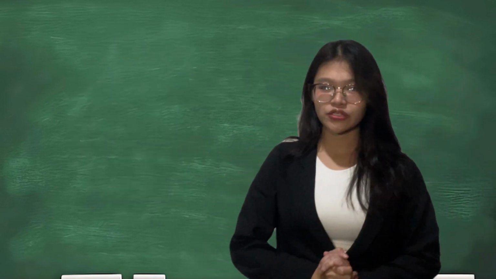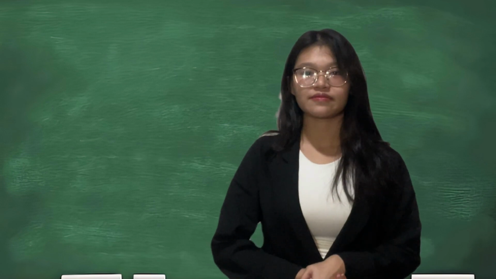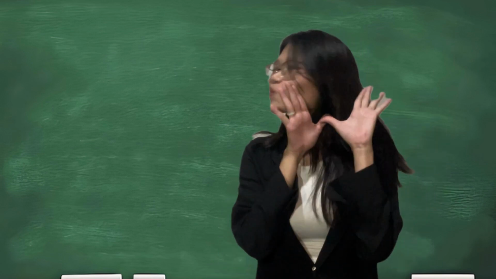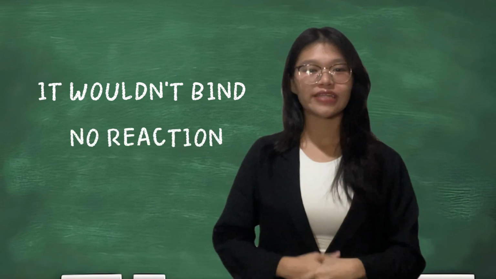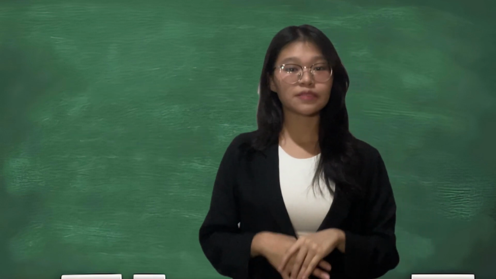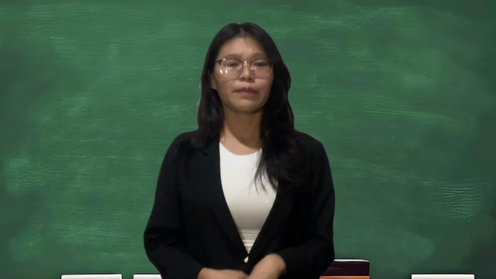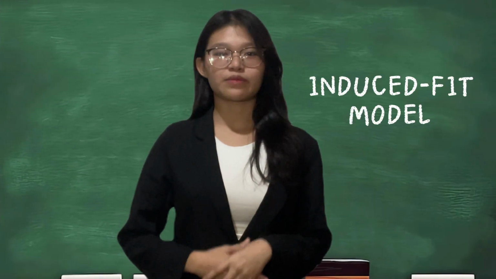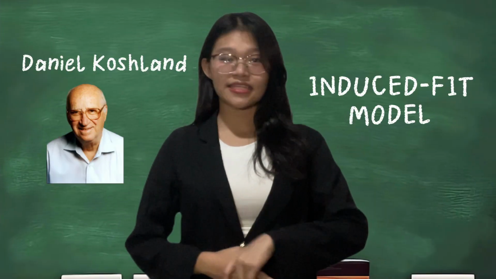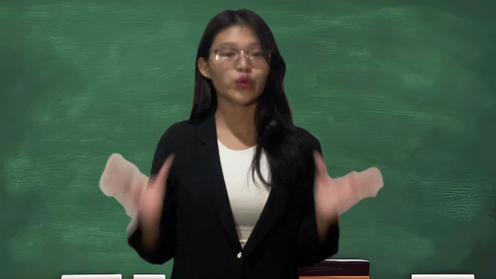Now answer this. What would happen if the substrate shape didn't match the active site? Exactly! It wouldn't bind and the reaction wouldn't happen. This model helps explain the specificity of enzymes, but it's a bit too rigid. In reality, enzymes are flexible. That brings us to the next model. Next is the induced fit model proposed by Daniel Koshland in the 1950s. It's a more accurate representation of how enzymes really work.